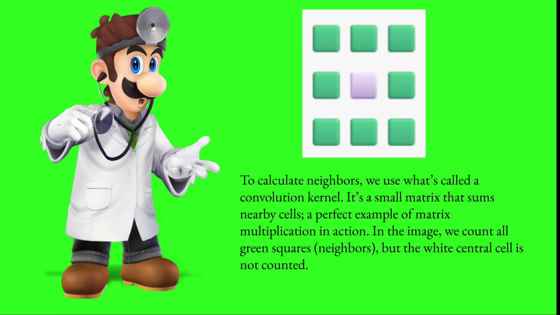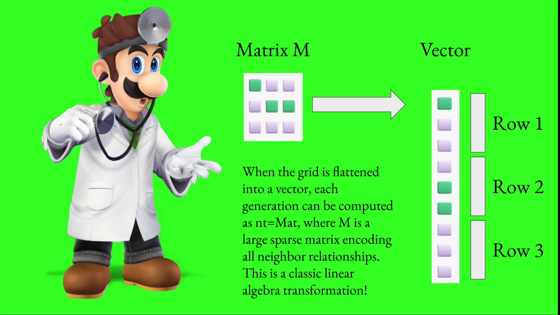To calculate neighbors, we use what's called a convolution kernel. It's a small matrix that sums nearby cells, a perfect example of matrix multiplication in action. In the image, we count all the green squares, the neighbors, but the white central cell is not counted. When the grid is flattened into a vector, each generation can be computed as N of t plus 1 equals M times N of t, where M is a large, sparse matrix encoding all neighbor relationships. This is a classic linear algebra transformation.